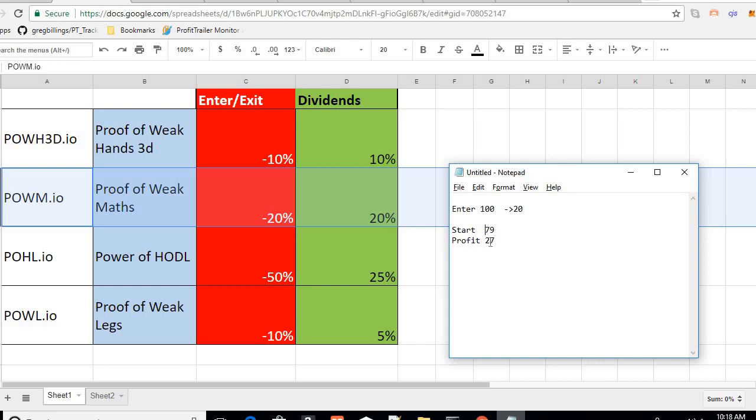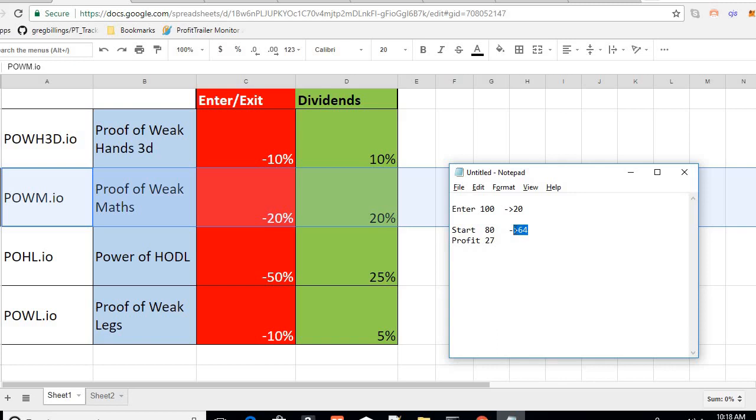Or you can take your profit and you take this. But if you take this, the one that's in the contract, if you take this out, then you lose 20% of that, and you only get this minus 20%. 20% of 80 is what? 10% is 8. 20% is 16. So 80 minus 16 is 64. So you exit with 64 plus your profit of 27.